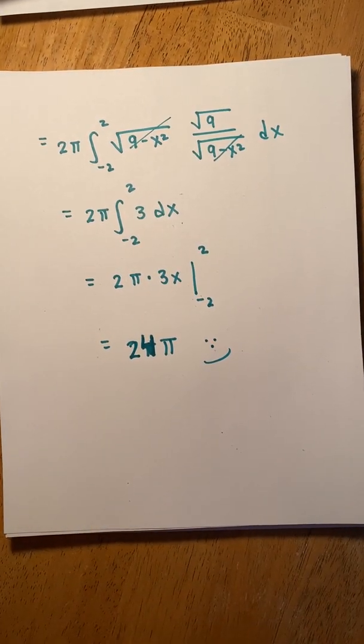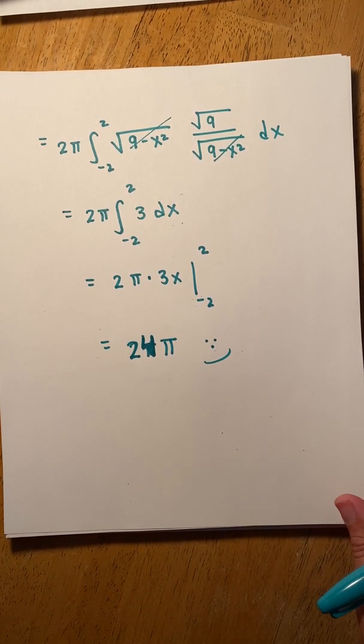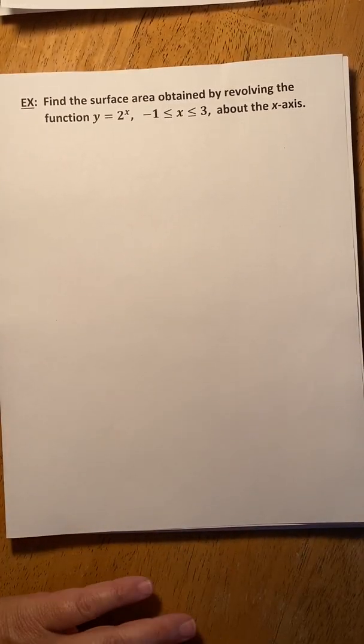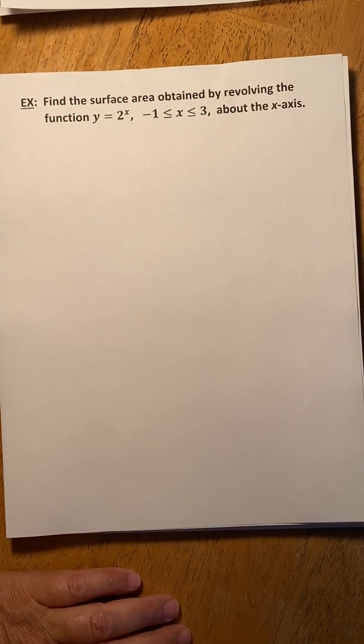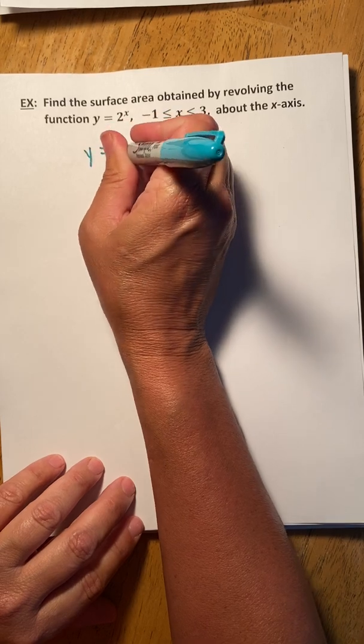So sometimes these integrals, with some clever algebra, maybe a clever substitution, do turn out to be pretty decent integrals. Not always. Let's look at this guy. Find the surface area obtained by revolving the function y equals 2 to the x between negative 1 and 3. So we have y equals 2 to the x.